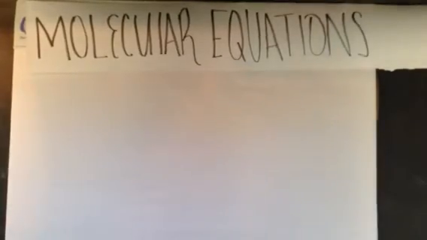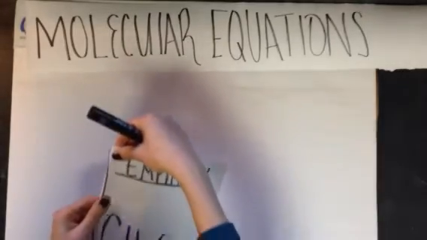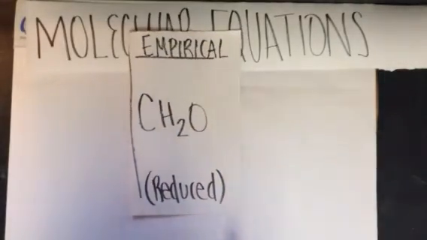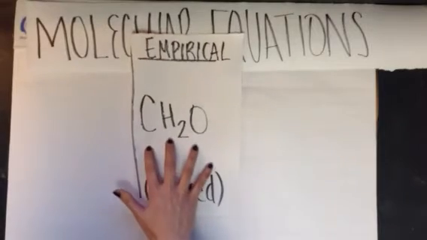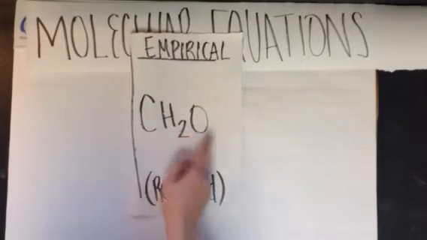This is a flip video about molecular equations. More importantly, it's about how to actually figure out what your molecular equation is now that we know how to calculate an empirical formula. So let's review for a second about empirical formulas. Remember, empirical formulas were not real formulas, they're the reduced ones. They're the lowest ratio of atoms against each other.